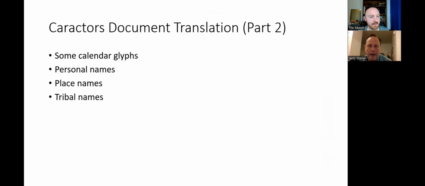Okay, all right. This is part two. We're going to talk about a few more calendar glyphs that we didn't get to: personal names, place names, and tribal names. We'll see what we can get through today. Last time we were very much looking at cracking the numbers and comparing them to a lot of Mayan glyphs, for the most part, from my memory.